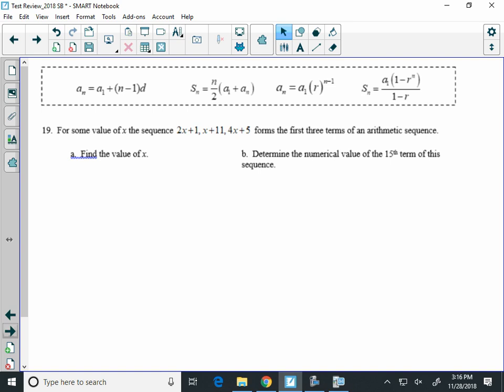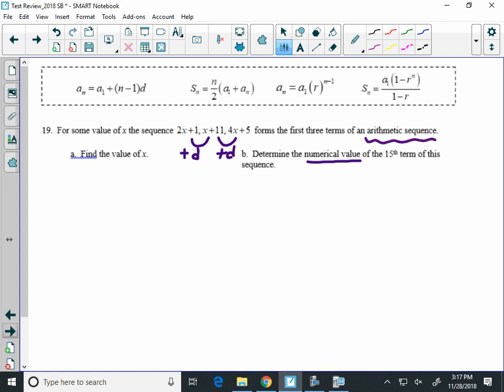So we have a sequence, 2x plus 1, x plus 11, 4x plus 5, and then there's more terms. We want to find the value of x, and then we're going to find the numerical value of the 15th term of the sequence. Okay, so what we know here is that this is arithmetic. So when you are in an arithmetic sequence, you know that there is some common difference that you are adding or subtracting every time to get from term to term.